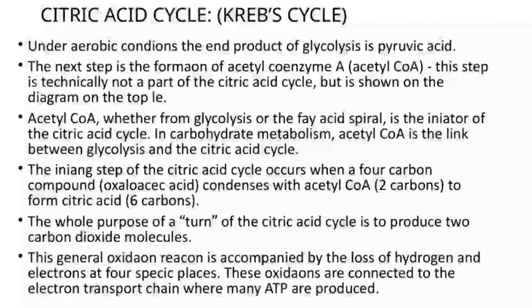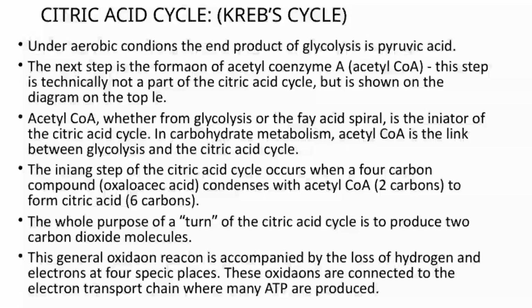The cycle begins when a 4-carbon compound called oxaloacetic acid reacts with acetyl-CoA, which has 2 carbons. Together, they form citric acid, which has 6 carbons. The main goal of each turn of the cycle is to produce 2 molecules of carbon dioxide. This process involves a series of oxidation reactions, where hydrogen and electrons are lost at 4 specific points. These electrons don't just disappear. They're transferred to the electron transport chain, which is where a large portion of ATP is generated.